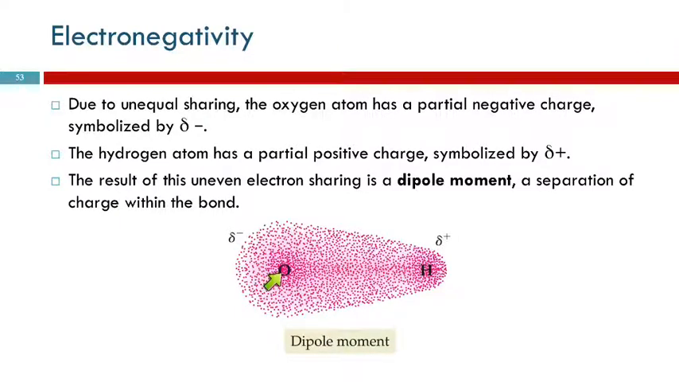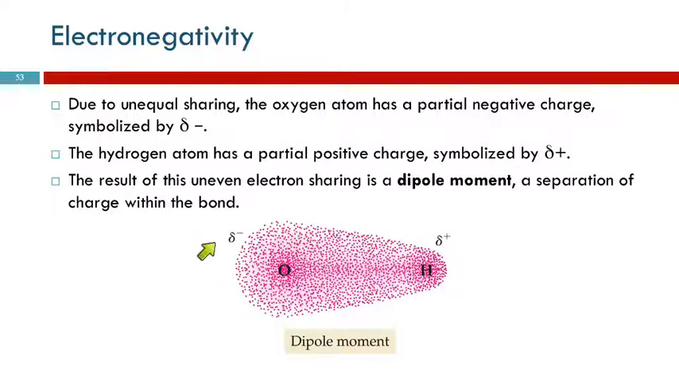Oxygen has 8 protons, and hydrogen has 1 proton. And so if there's extra electron density over here, that's going to cause this end of that bond to be a little bit negative, because those negative electrons are spending more time over here, so this is going to be slightly negative. This is going to be slightly positive because the electrons aren't spending as much time over there.